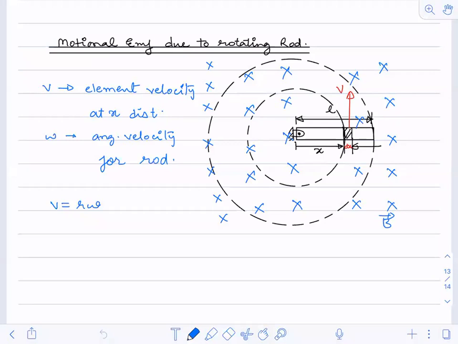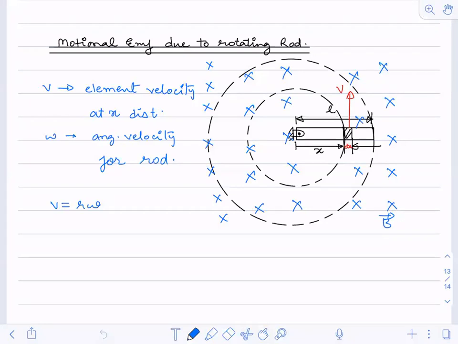Whatever doubts you have, we'll take them in the last 15 to 20 minutes, and then tomorrow we can take the questions of this chapter, of this portion. Still there are many things to be studied, so today we'll try to cover this motional EMF topic.